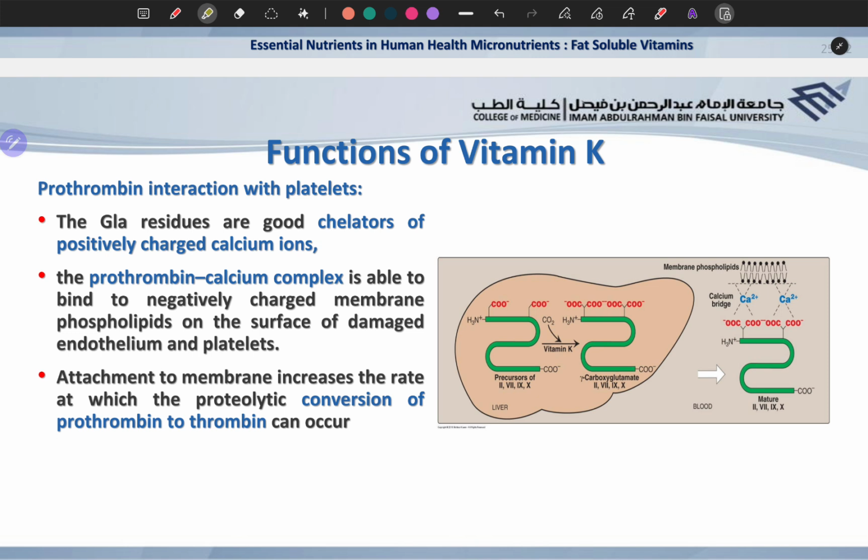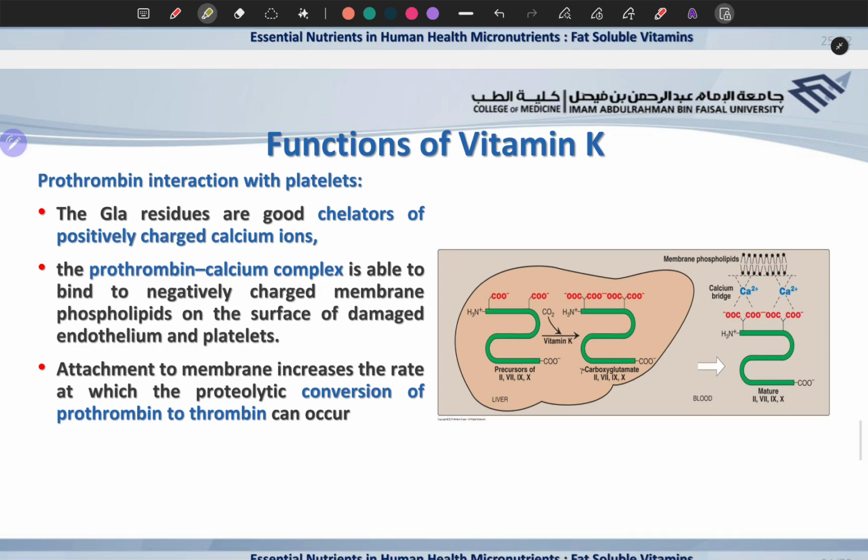Is it clear? So the prothrombin, meaning factor 2, calcium complex is able to bind to negatively charged membrane phospholipids on the surface of the damaged endothelium and platelets. So attachment to the membrane increases the rate at which prothrombin is converted to thrombin. Thrombin means clot formation. Is it clear?